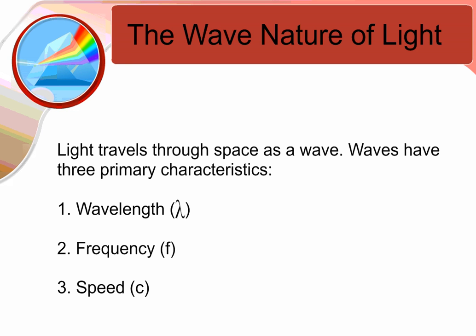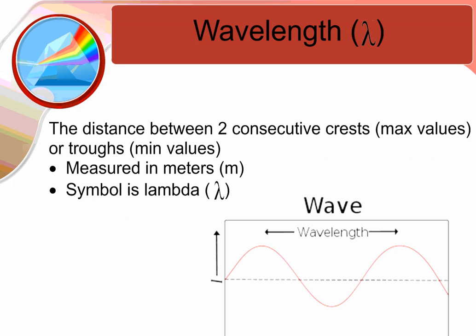Waves have three primary characteristics: wavelength, frequency, and speed. One wavelength is the distance between two consecutive crests or troughs and is shown in the diagram. Wavelength is represented by the Greek letter lambda. Light is composed of many waves of many different wavelengths, ranging from large waves that are kilometers in length to small waves picometers in length. When describing a wave, we usually use meters.